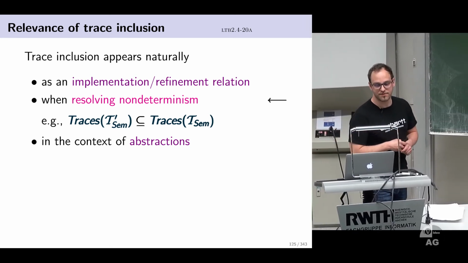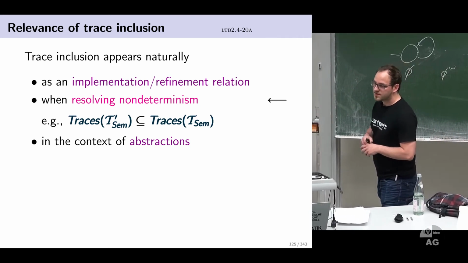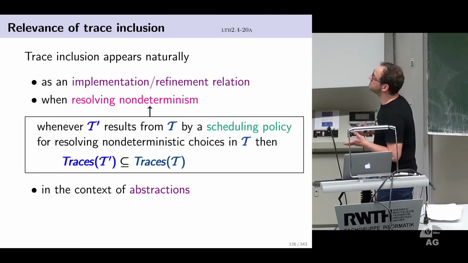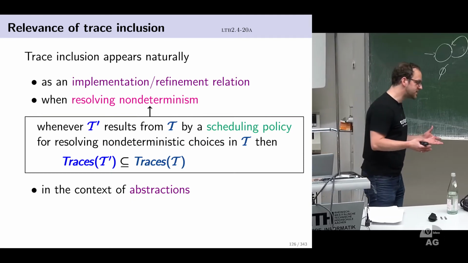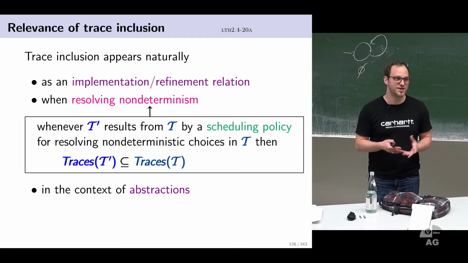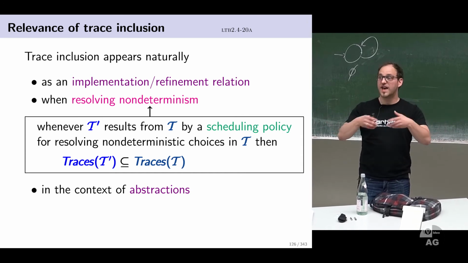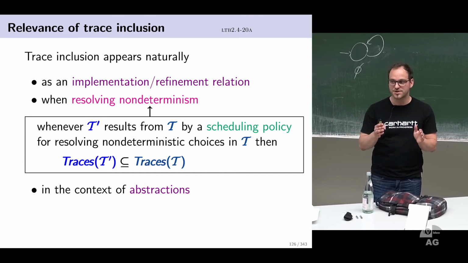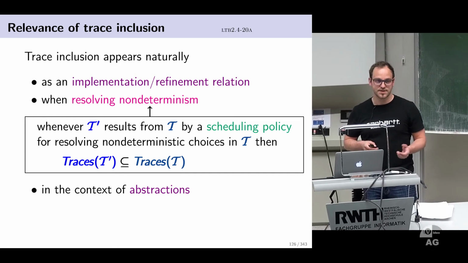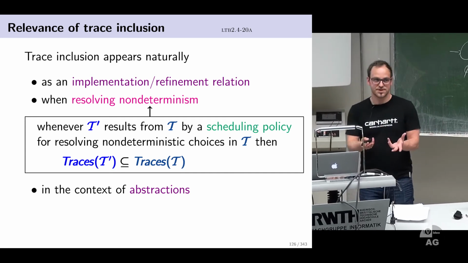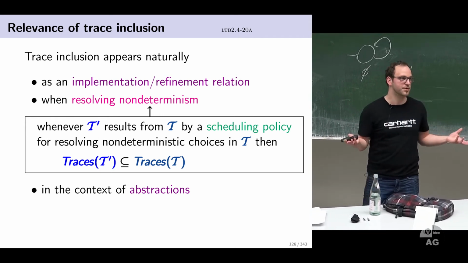The second one is when resolving non-determinism. This is somewhat similar to the first one, but let's still talk about it. So say you have some kind of transition system and you want to resolve the non-deterministic choices, right? In practice, if you implement a system, you typically don't want non-deterministic behavior. You want deterministic behavior. You want to say, okay, I have all my behavior of my system, but I want to find a strategy that is also meaningful in some way, that resolves all the non-deterministic choices. And if you apply such a strategy to a transition system, you will naturally come to a transition system that includes a subset of the traces of the original transition system.